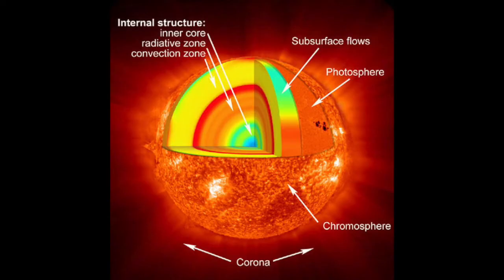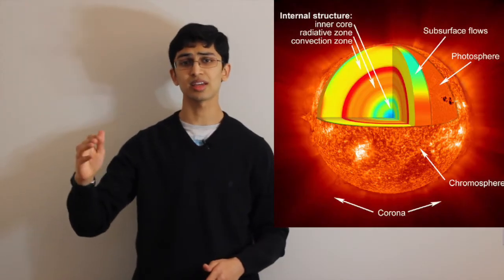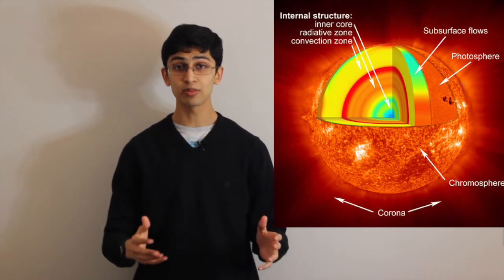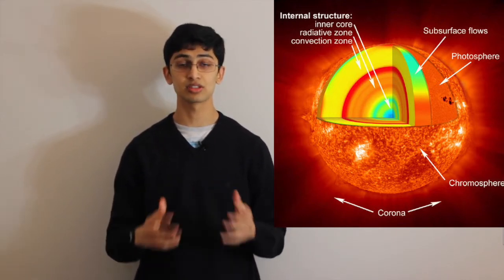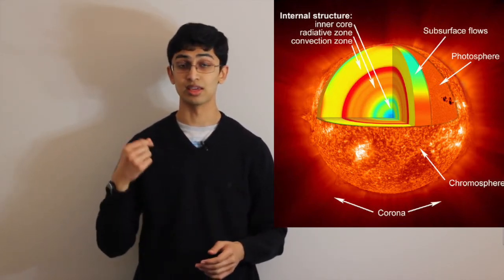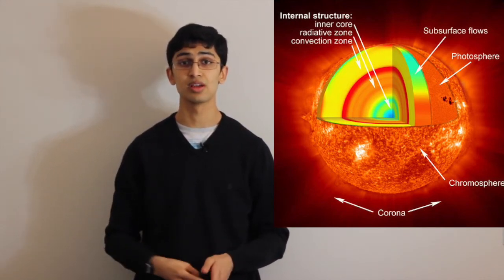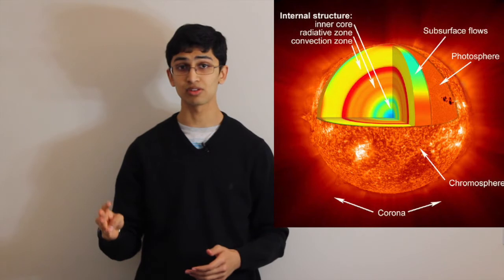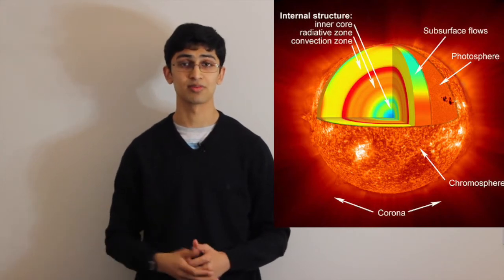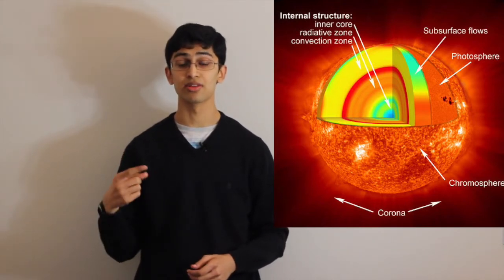Let's shift our attention to the structure of the Sun. The Sun has 6 regions or layers stacked on top of each other, just like in Earth. From innermost to outermost, those 6 regions are the inner core, the radiative zone, the convective zone, the surface or the photosphere, the chromosphere, and the outermost layer, the corona.